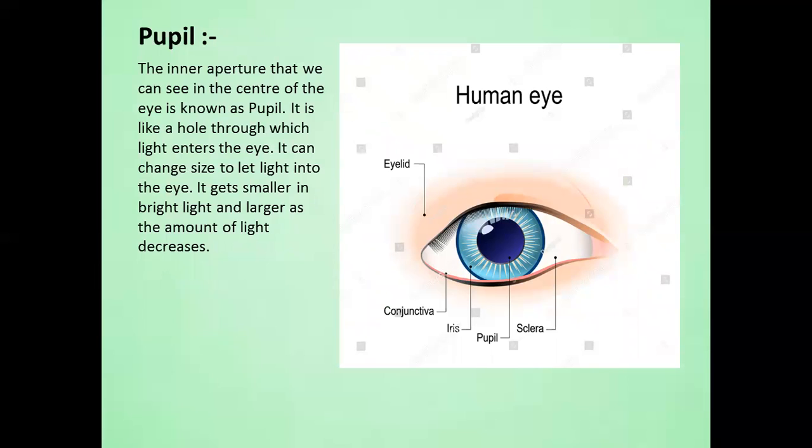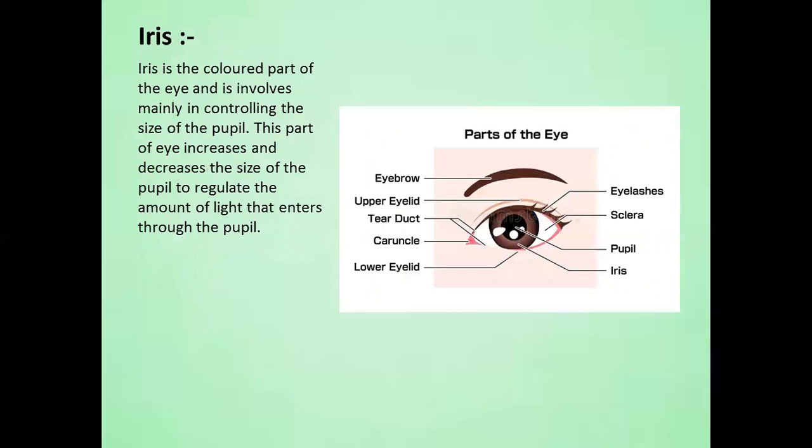Pupil. The inner aperture that we can see in the center of the eye is known as the pupil. It is like a hole through which light enters the eye. It can change size to let light into the eye. It gets smaller in bright light and larger as the amount of light decreases.